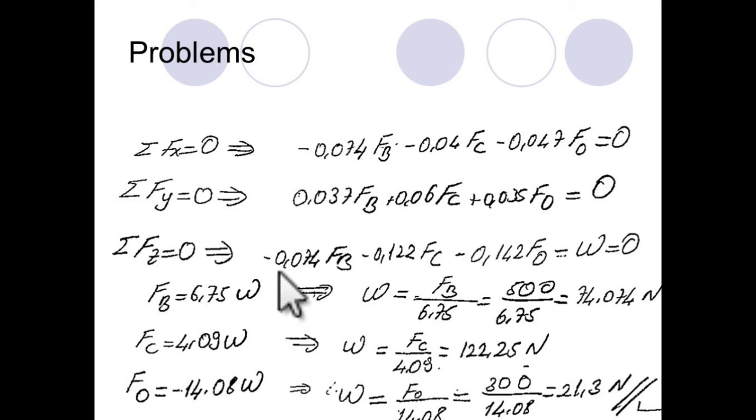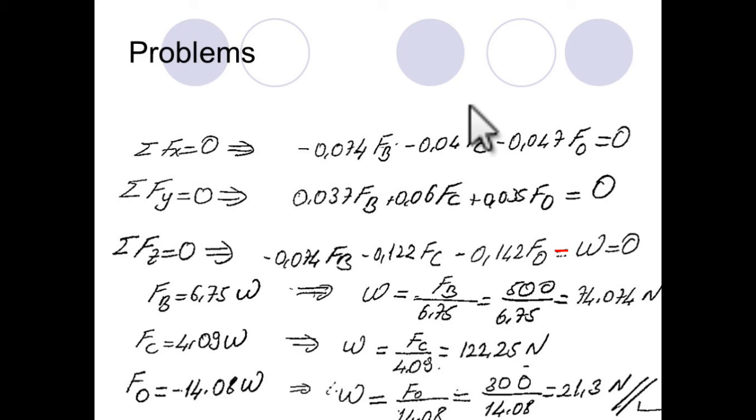And from here I have the z component of the forces has to be equal to 0, and then I will have minus 0.074 FB minus 0.122 FC minus 0.142 FO is equal to W in this case. So it's not equal to, so this is minus. It's my mistake. Okay, so it is minus 0.074 FB minus 0.122 FC minus 0.142 FO minus W is equal to 0. Now I have three equations.